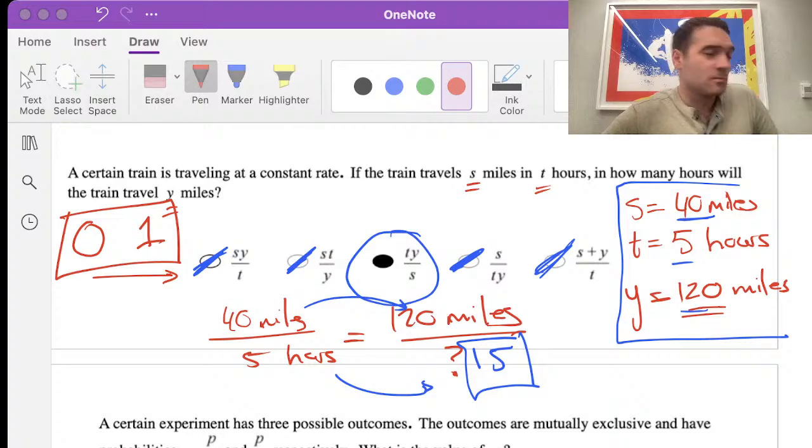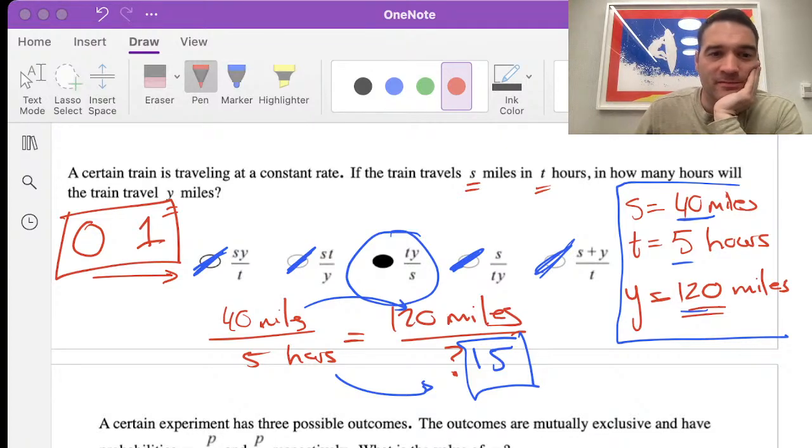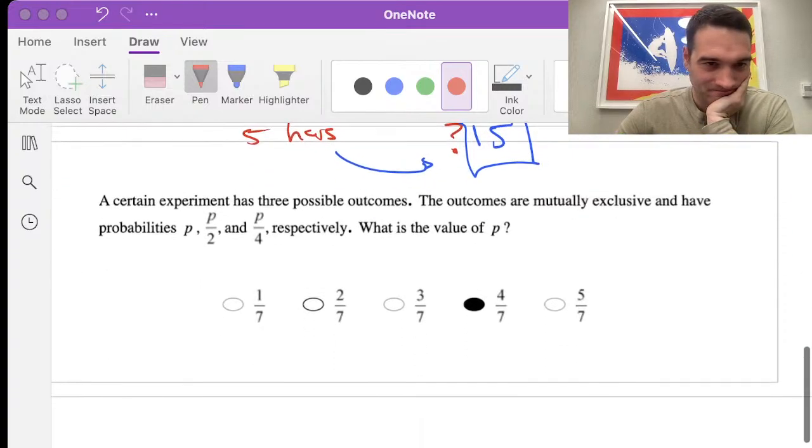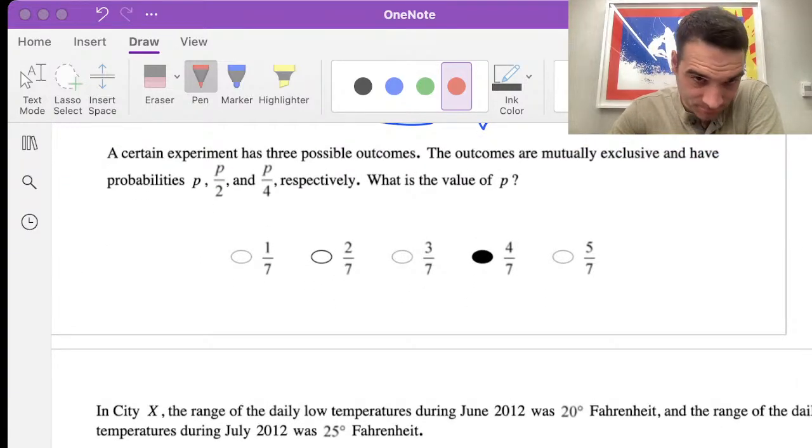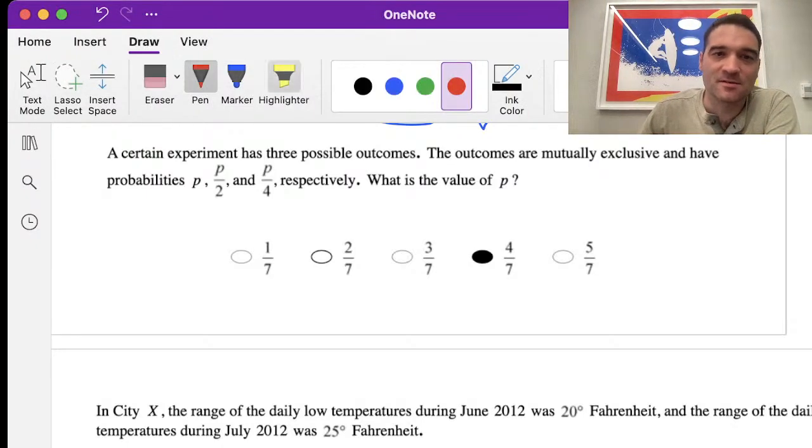Okay, great. Let's keep going here. This one. This is a fun little probability question, and it all hinges on one word or one concept.